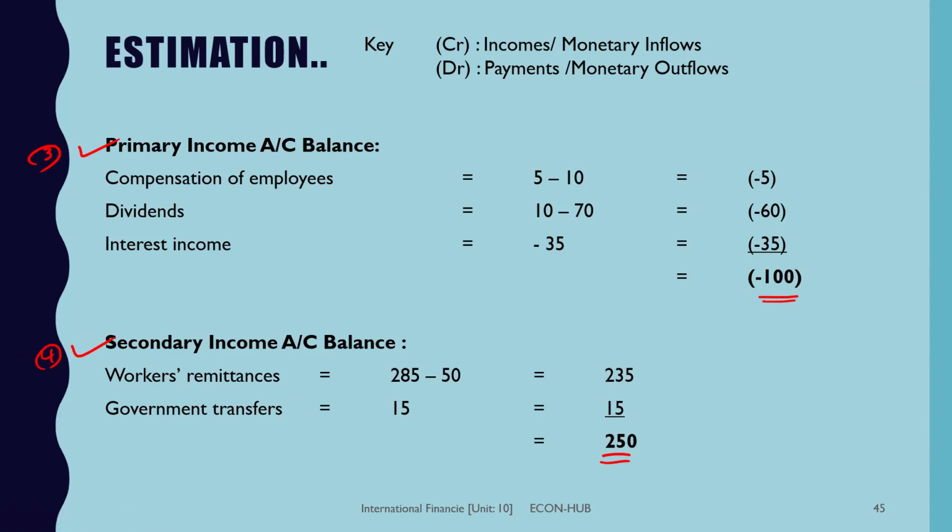So we have one more step to complete the first requirement. The requirement is the CAB, current account balance. So to find the current account balance, you have to take the individual account balances and add them up. Then we get the current account balance.